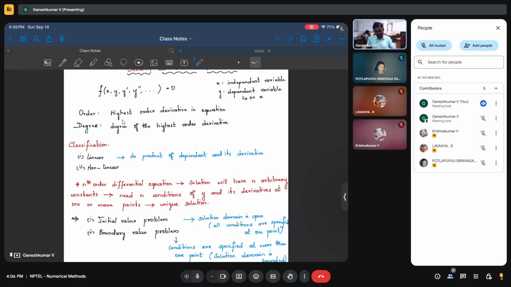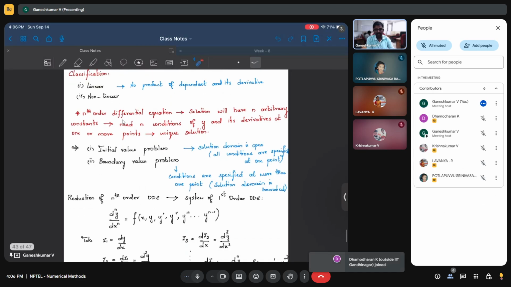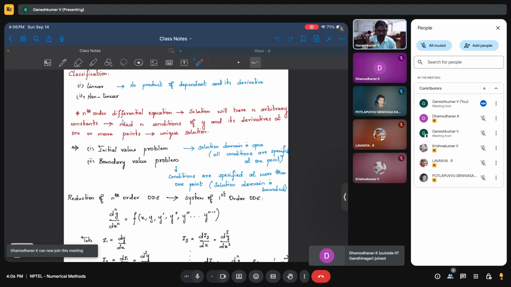We also studied what is order and degree. The highest order derivative gives the order, and the degree of the highest order derivative is called the degree of the ordinary differential equation. And then we also studied the classification: an equation can be linear or non-linear.